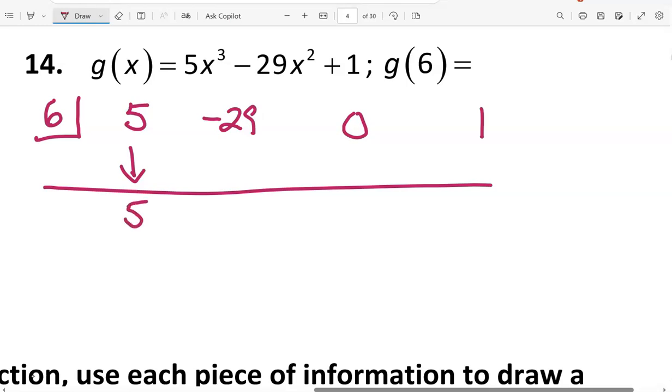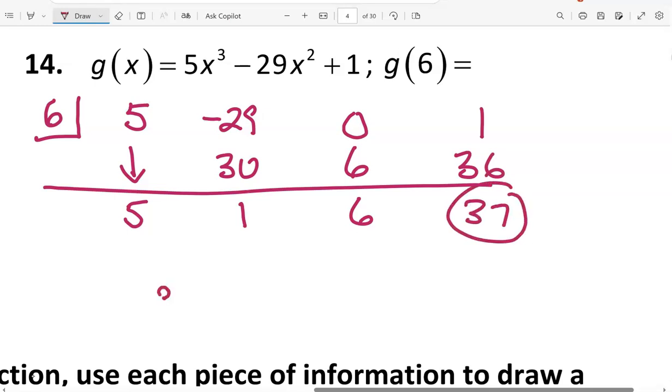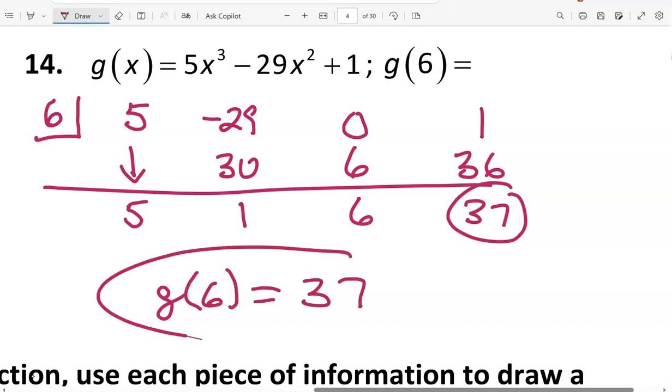Bring down that 5. 5 times 6 is 30. Add that column, we get 1. 1 times 6 is 6. Add that column, we get 6. 6 times 6 is 36. Add that column and we get 37. The remainder is the same as the function value, so g of 6 is equal to 37.